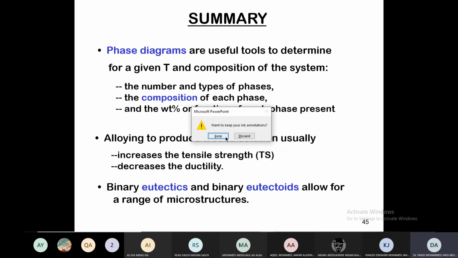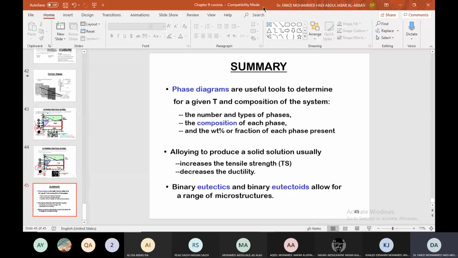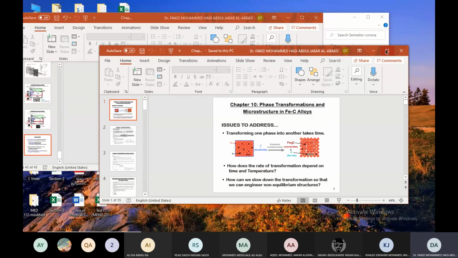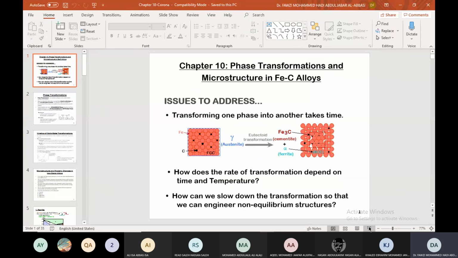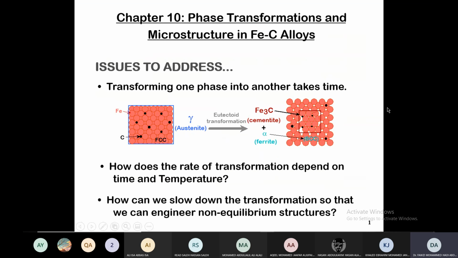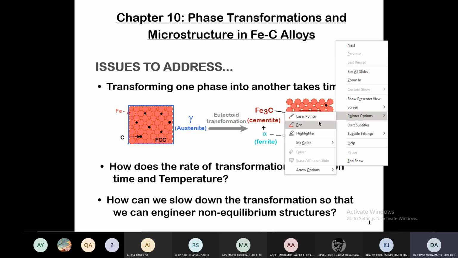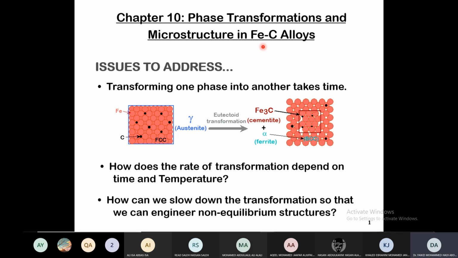We can go and start chapter 10 now to link what we have in here and there. In chapter 10, what are we going to look at? We are going to look at phase transformation and microstructure in the iron-carbon alloys. We are specifically going to look at iron-carbon alloys. We are not going to jump back and forth to different ones, because this is the most important phase diagram. So we are going to look at iron-carbon alloys only.